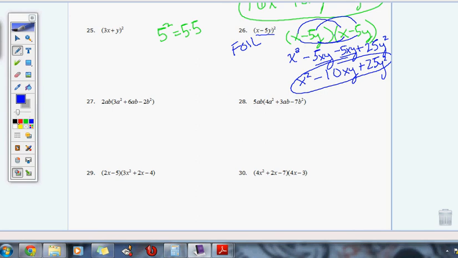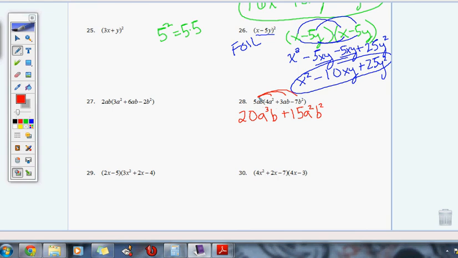All right, looking at 28. Hopefully the distributive alarm is going crazy in your head. Distribute, distribute, distribute. Follow your rules. When you distribute, you're multiplying. 5 times 4, 20. A times a squared, a to the third power. When we're multiplying the like bases, we add the exponents. And then we have to tack a b on there. Positive 5 times positive 3, positive 15. A times a squared. B times b squared.